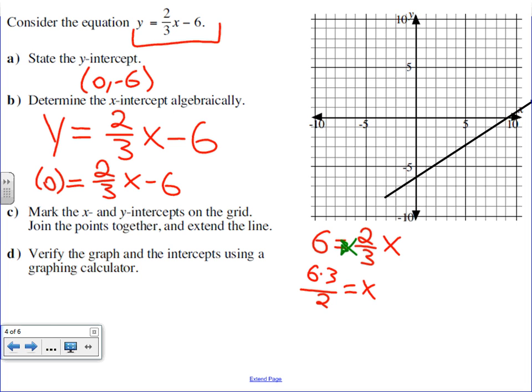So if I have a fraction times x, to get rid of a fraction times x, I take the bottom number and I multiply it up. I take the top number and I divide it down.